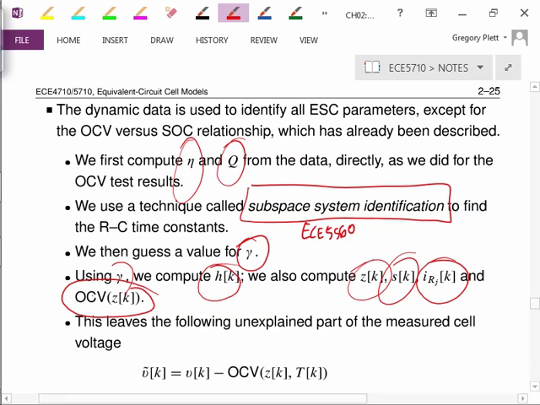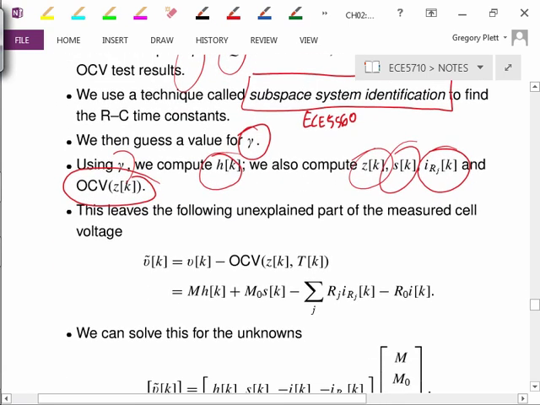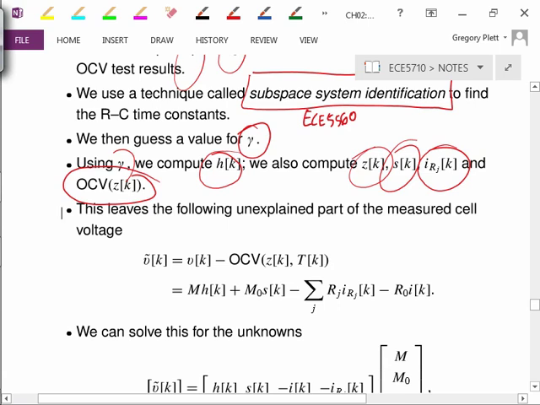All of those things I can compute given eta, q, the RC pairs, and gamma. That leaves the following unexplained part of the measured cell voltage. Measured cell voltage is V. I subtract from V the open circuit voltage as a function of state of charge. I can compute state of charge because I know Coulombic efficiency, capacity, and current. So I can just use the model to find that.